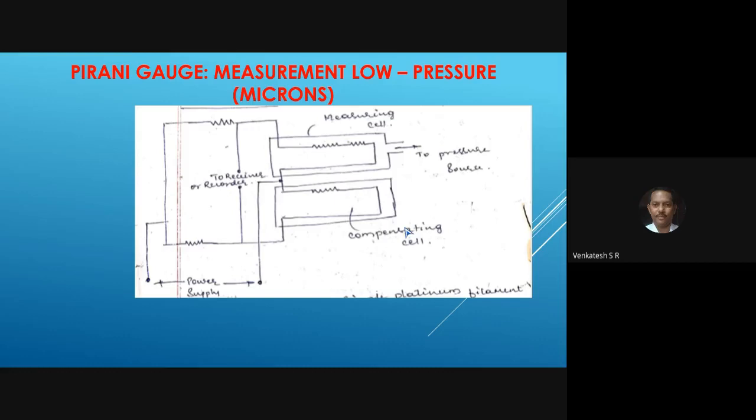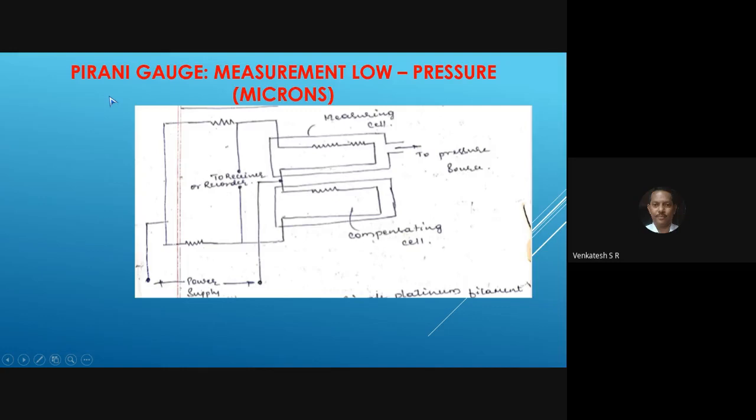Suppose in some taluk headquarters there is no plant for making oxygen, so there you have to supply the oxygen through tankers. The pressure of the oxygen in the tank is very low. Imagine that the pressure is 0.05 or 0.06. At that level they fill the tanker with oxygen. That type of pressure is measured in terms of microns, not in kg per millimeter square, and it can be measured using a low pressure measuring instrument called the Pirani gauge.